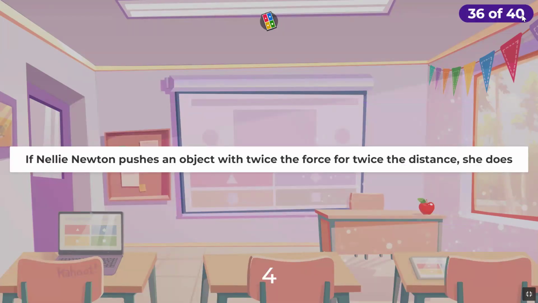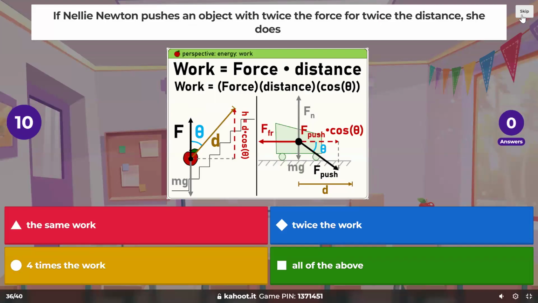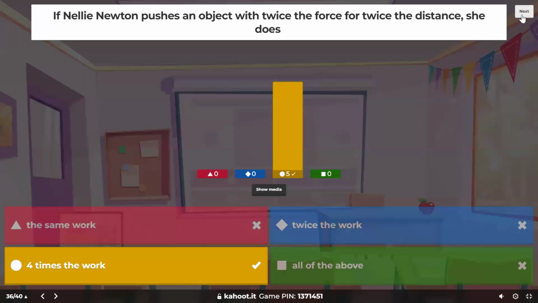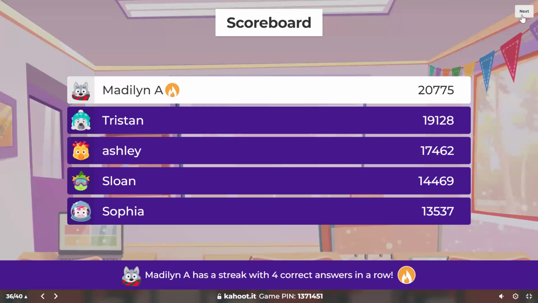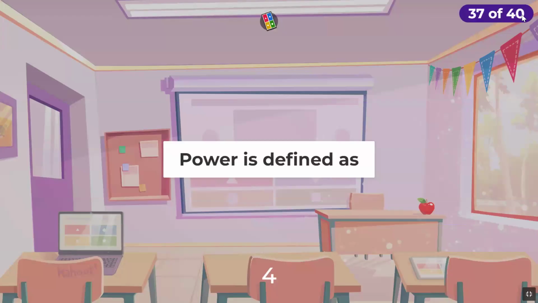Nellie Newton pushes with twice the force for twice the distance. She does 4 times the work. There you go. Double, double. That's 4 times. All right. Power.